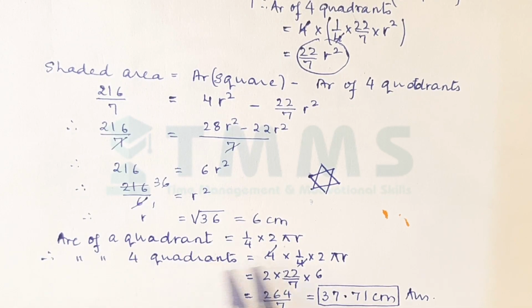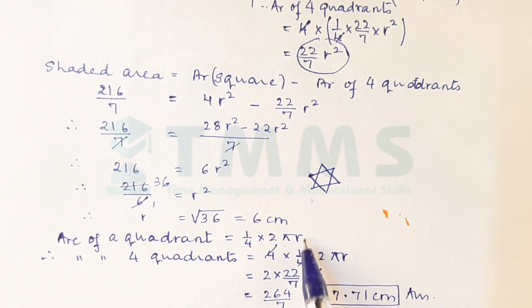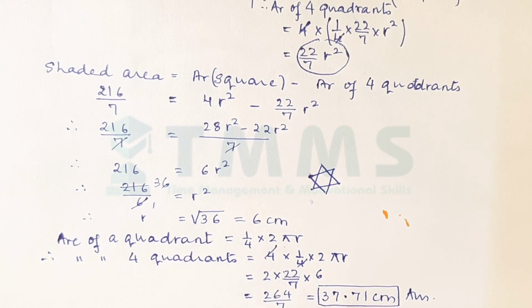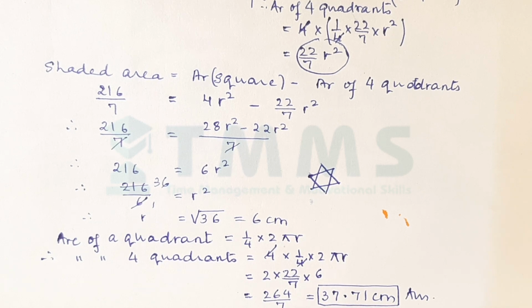So the arc of a quadrant is 1/4 into 2 pi r, which is the formula for the circumference. So the total arcs of 4 quadrants will be 4 times this. Can you see how I multiplied this particular quantity by 4? So 4 gets cancelled and you have 2 pi r. Pi is 22 upon 7 and the radius we got is 6. So we have this, and we have 264 upon 7. That gives us 37.71 centimeters, and that is our answer.